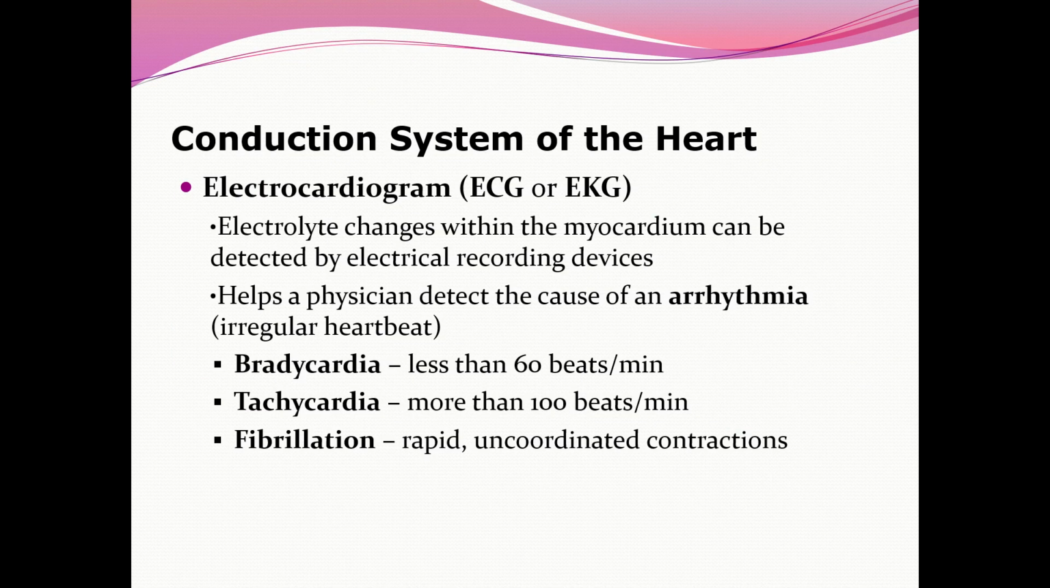An electrocardiogram is abbreviated ECG or EKG. It measures the electrolyte changes within the myocardium. It helps a physician detect the cause of an arrhythmia, which is an irregular heartbeat. Bradycardia is a heartbeat less than 60 beats per minute. Tachycardia is more than 100 beats per minute. Fibrillation is a rapid, uncoordinated contraction.